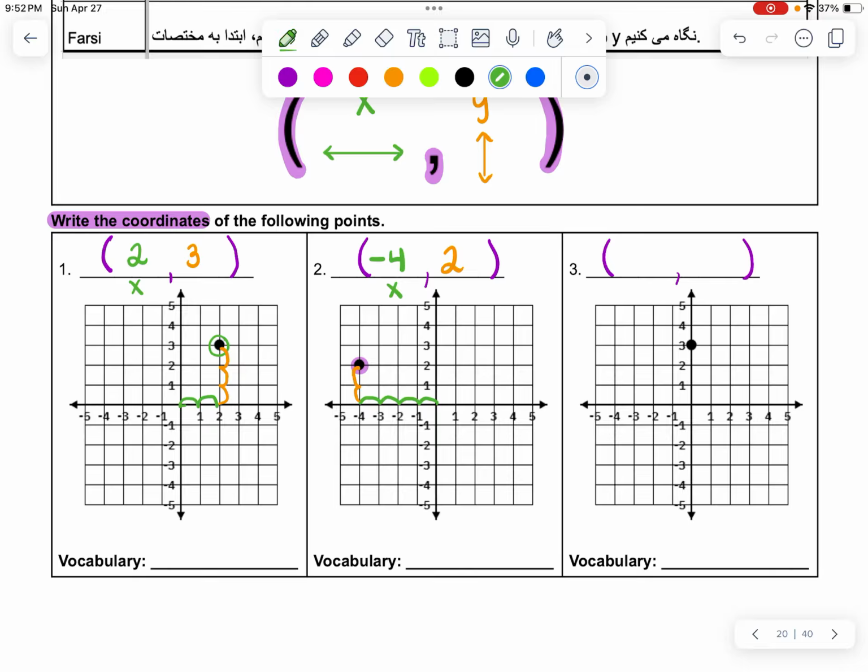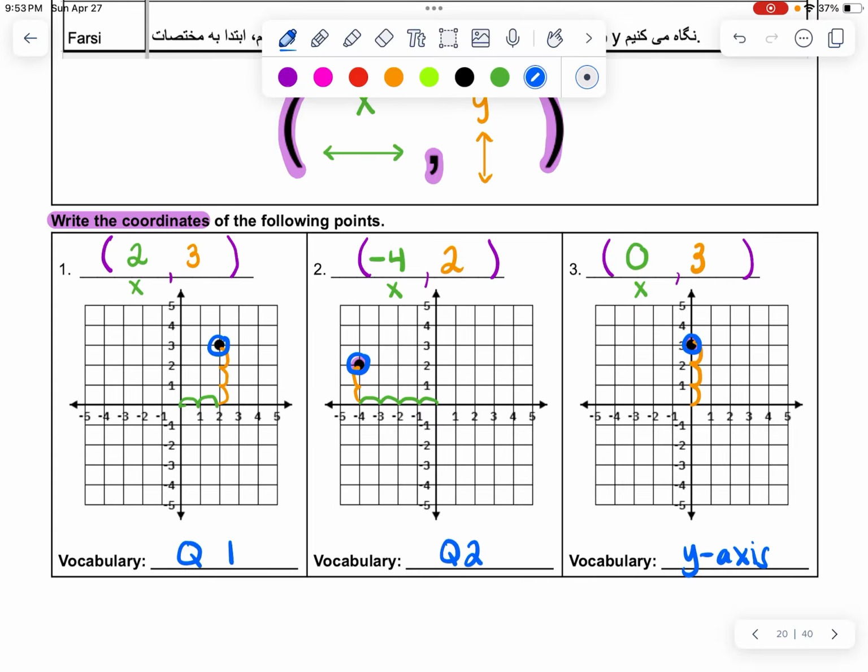To get to this point right here, we do not need to go right or left at all. So we would say 0. Then we would go up 1, 2, 3 spaces. The vocabulary: this first point is in quadrant 1. This point is in quadrant 2, and this point is on the y-axis.